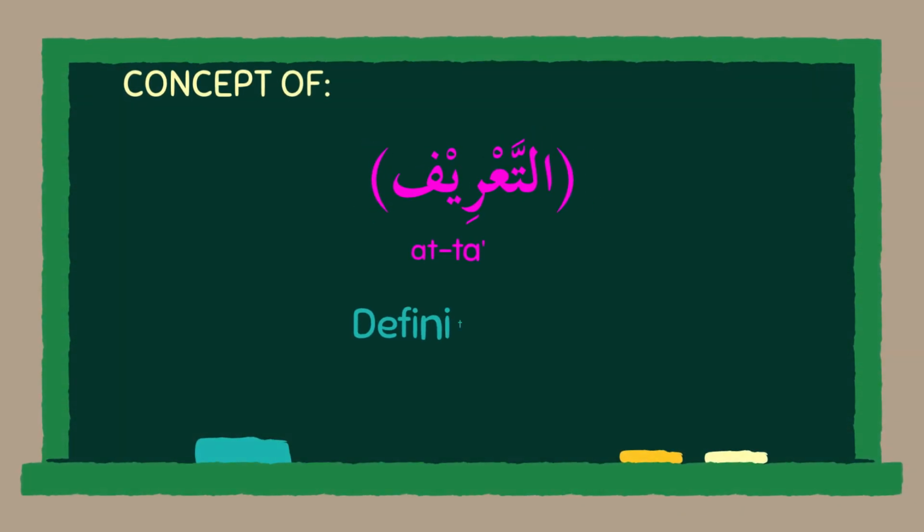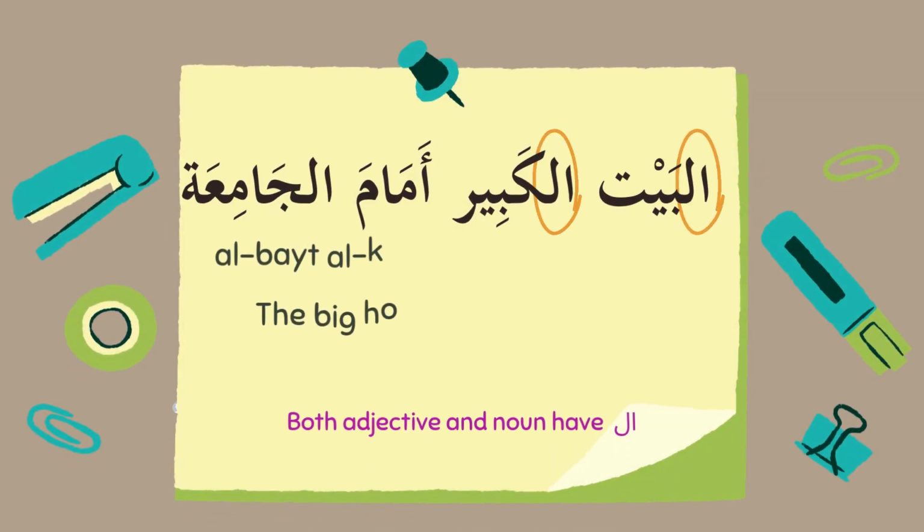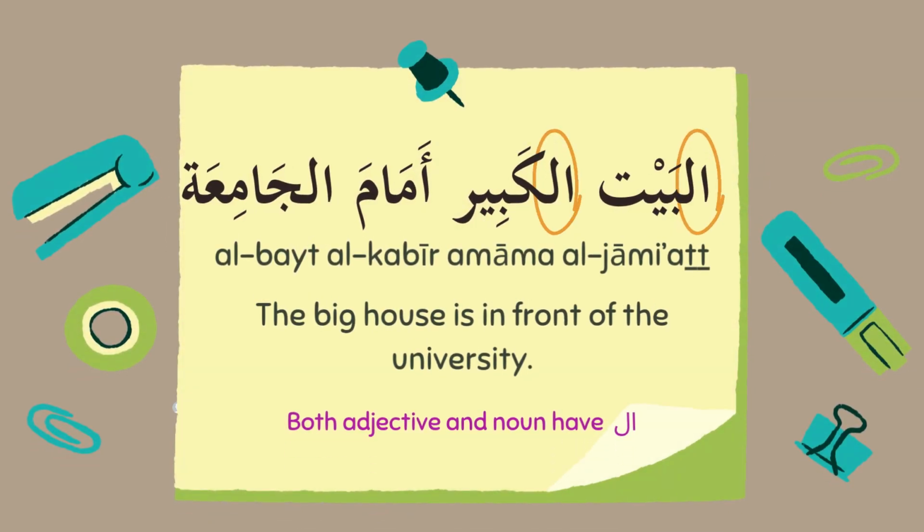The third concept that we're going to talk about is definiteness. Now, let's look at the concept of definiteness. Let's read the phrase. Al-Bayt al-Kabir amama al-Jami'ah. The big house is in front of the university. Here, Al-Bayt is the mausuf or the noun. Al-Kabir is the sifa or the adjective. Notice that the adjective comes after the noun and agrees in its definiteness, gender, and number. Both words begin with al, showing that they are definite.